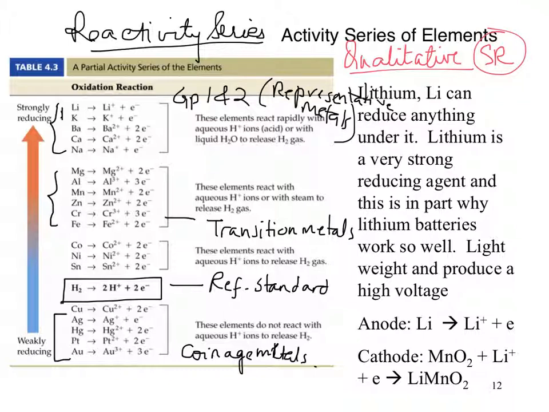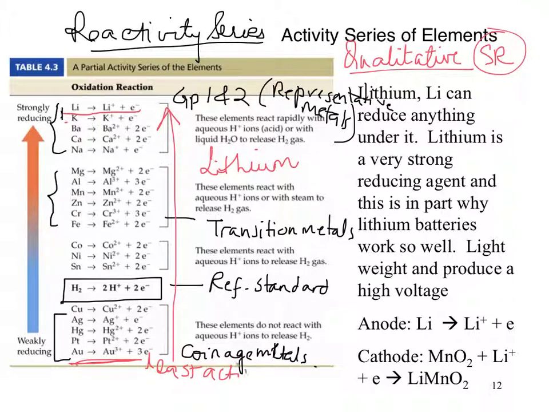So higher an element is in this series, more active it is. That means the activity is in this direction. So one can say that lithium is going to be most active, whereas gold is going to be least active.